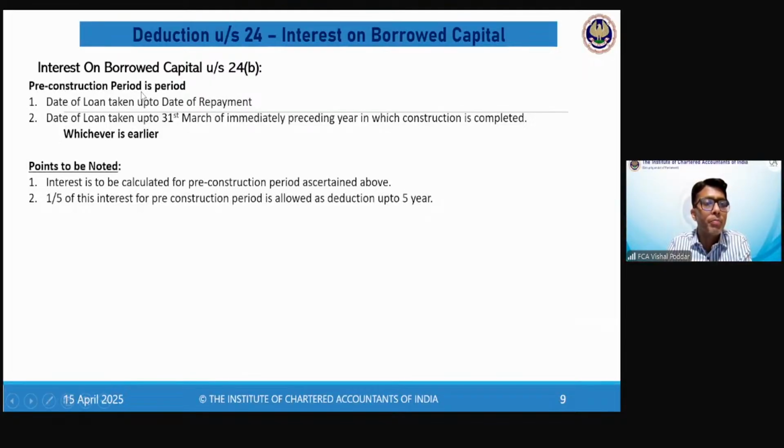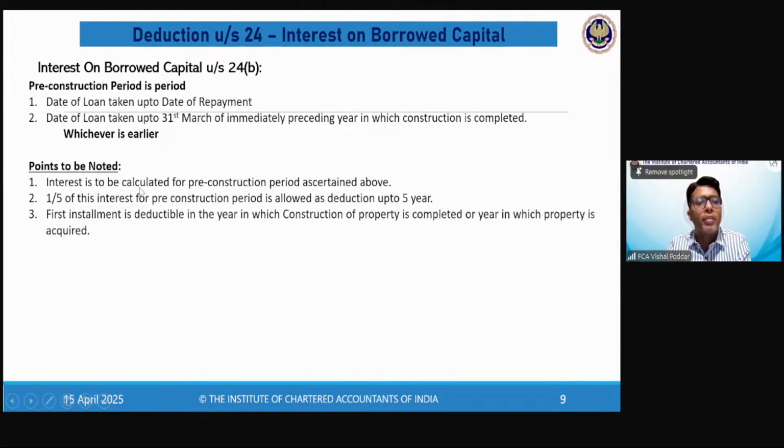What is pre-construction period? It starts from the date of loan taken up to the date of repayment, or date of loan taken up to 31st March immediately preceding the year of construction completion, whichever is earlier. यही हमने अभी प्रैक्टिकली सॉल्व किया। Points to be noted: interest is to be calculated for the pre-construction period as above. 1/5 of this interest for pre-construction period will be allowed over a span of 5 years.